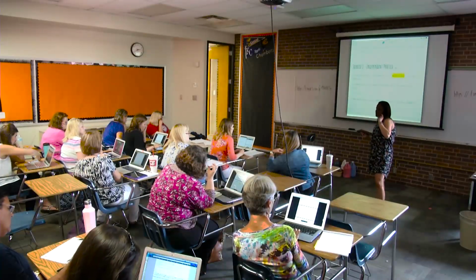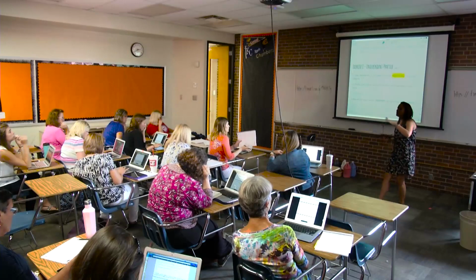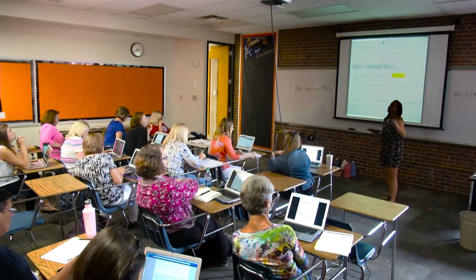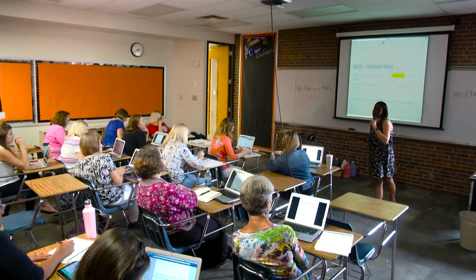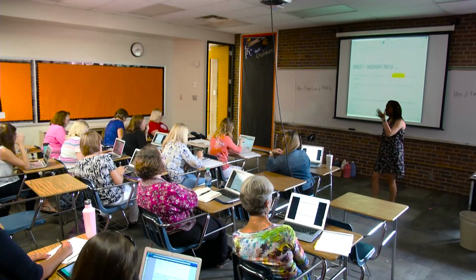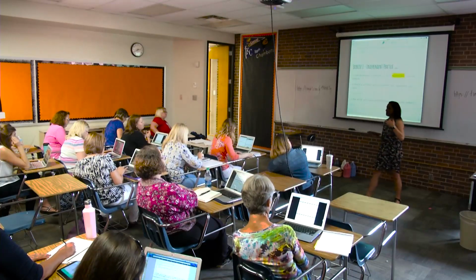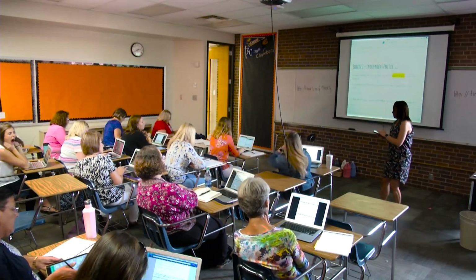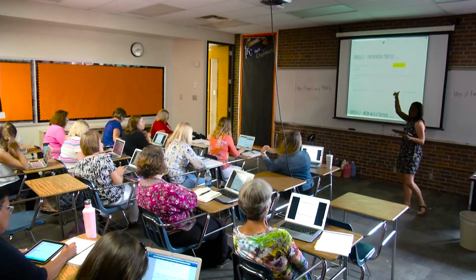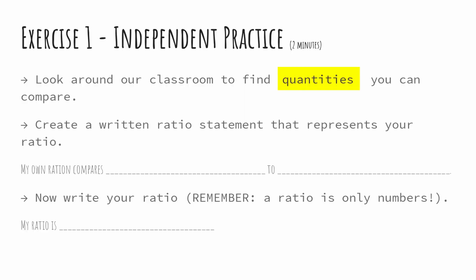I take the examples as things I'm modeling and doing with my class. I then take the exercises as things that I can have them do with a partner or independently as additional practice, but where I step back and am just really at this point watching. So this would be something they would do independently on their own. They would look around the classroom to find quantities that they could compare. And then they would create a written ratio statement that represents your ratios.